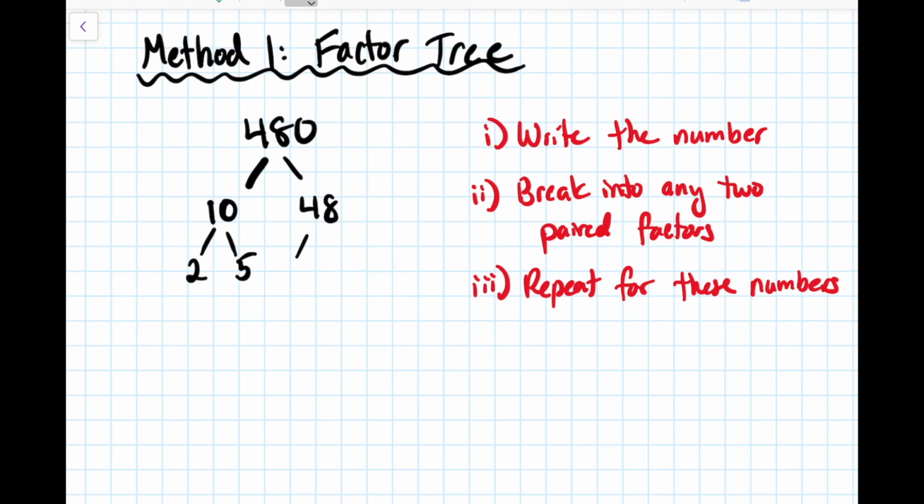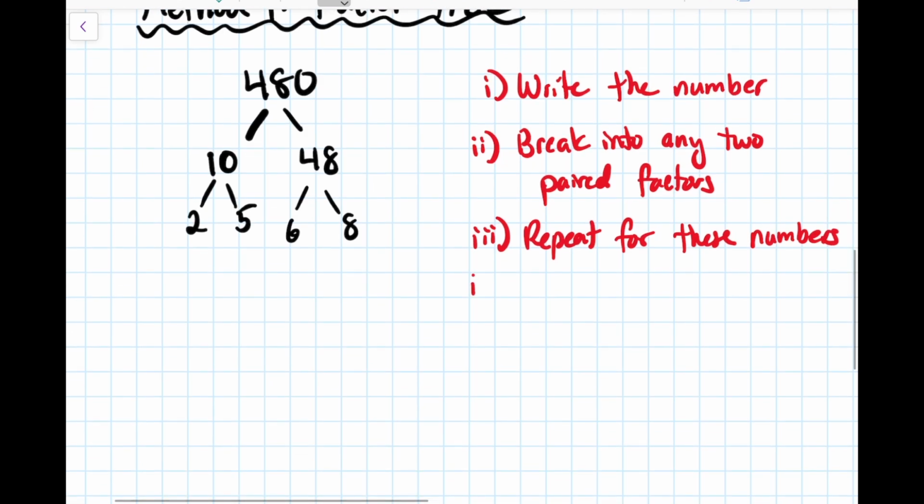Our 48, we're going to be able to break up into, say, a 6 and an 8. Or you could do 4 and 12 or 3 and 16 or whatever. So we're going to do this again. And we're going to stop once everything we have is prime, which is why it's called prime factorization.